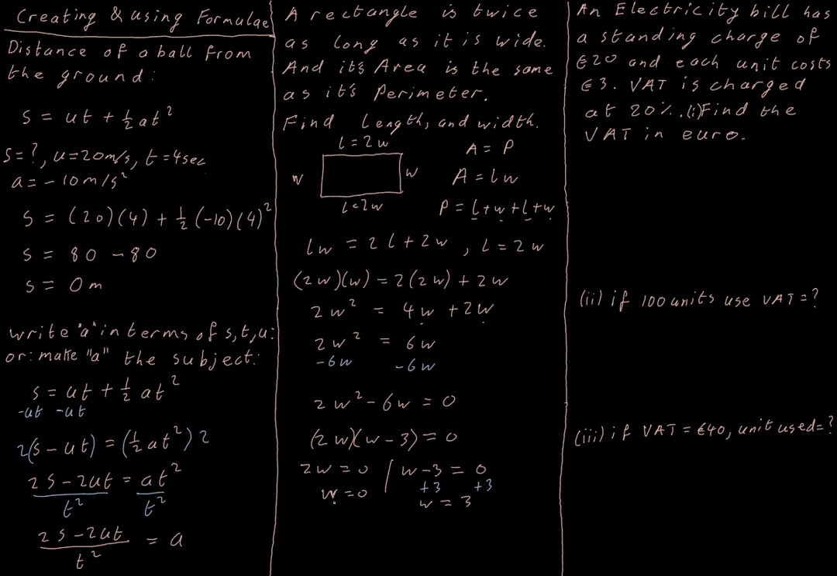Now, the width being 0 doesn't make any physical sense. This is supposed to be the width of a rectangle. So I can dismiss this answer. I can say that that doesn't make physical sense. But the width being 3 would be perfectly fine. So I know then that my width is going to be 3. And I know that my length is equal to twice my width. So my length is going to be 6.